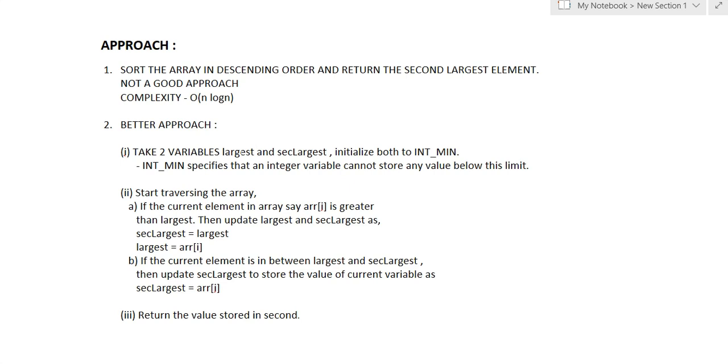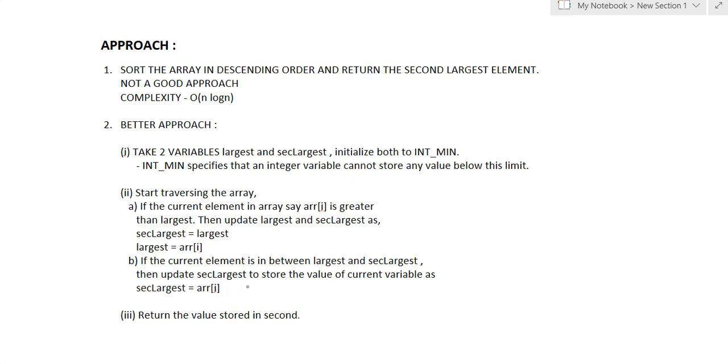So we are going to take one more variable int i, which we are going to use for traversing the array in the for loop. So we are going to say, if the current element in the array, say array of i, is greater than the largest element, then we are going to update both the largest as well as the second largest variable. And if the current element is in between the largest and the second largest, then we just update the second largest to store the value of that current element, which is array of i.